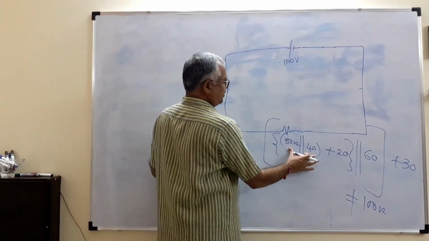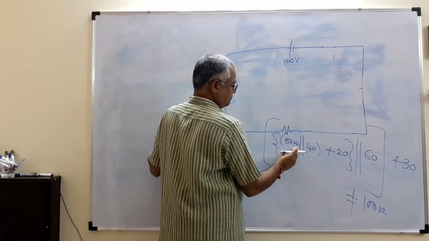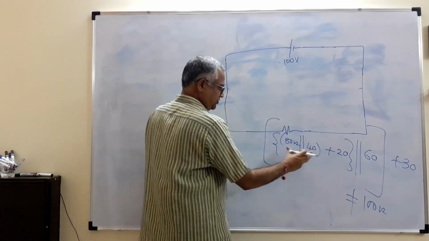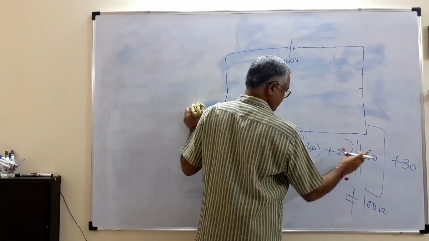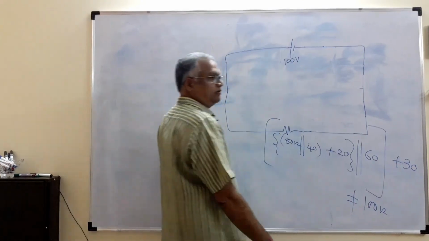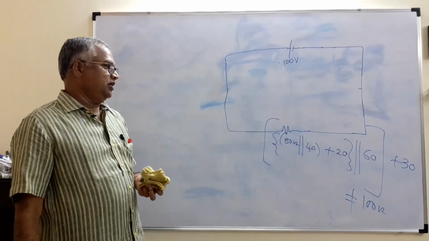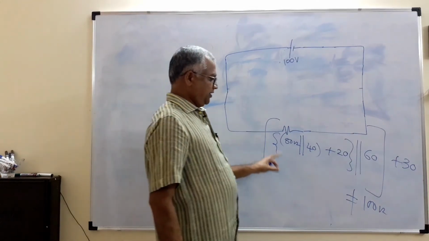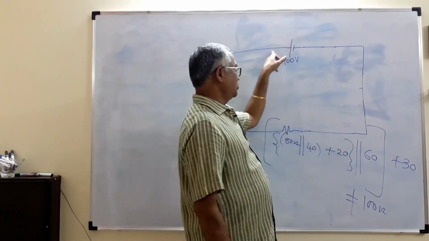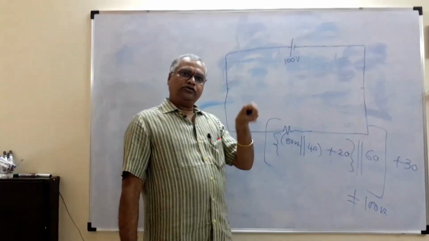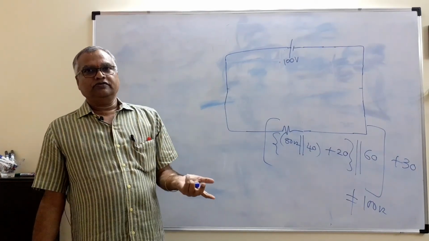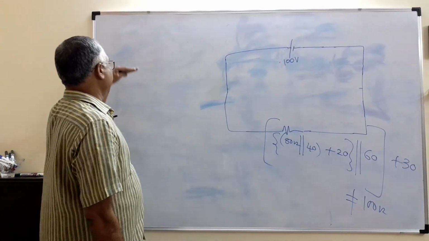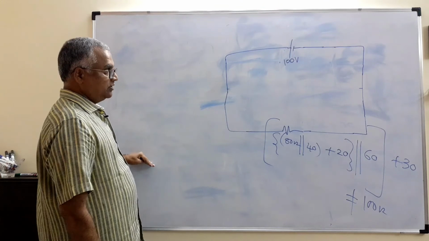Now between these two parallel, apply current division. Between these two apply voltage division. Between these two apply current division. Between these two apply voltage division. That you know already. So if R equivalent is perfect, find the total current. Then for parallel use current division. If it is series, use voltage division. Like that you can find current, voltage, power.